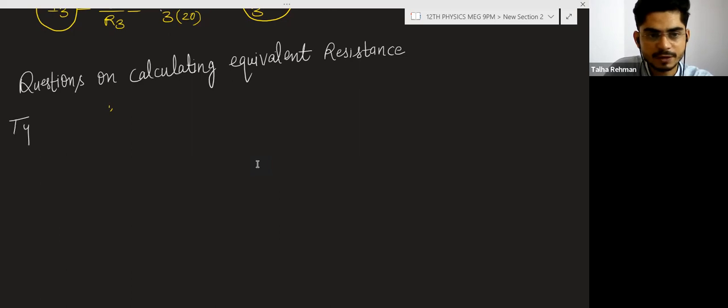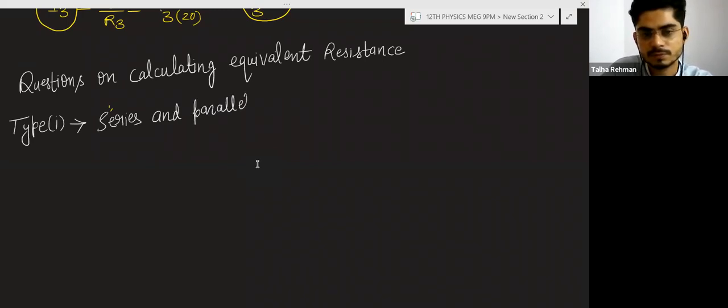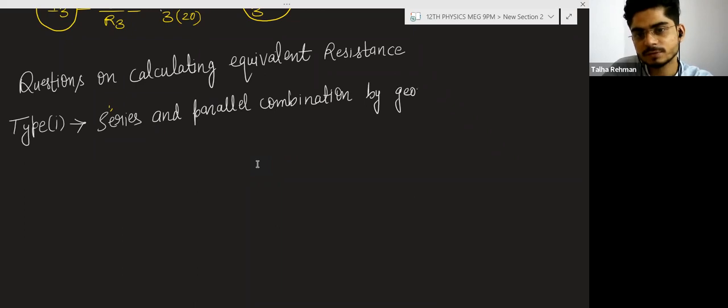So type 1 is like this: in these kinds of combination, you will decide series and parallel combination via geometry of wiring. Why the geometry? I am revising this again.